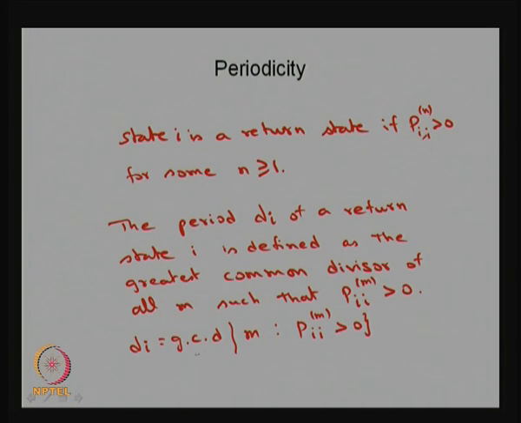If the greatest common divisor of the collection of m such that p_{i,i}(m) is greater than 0 is 1, then we say that state is an aperiodic state. Otherwise, if it is greater than 1, whatever integer you get is going to be the period of the state i. If the period is 1, then we call it an aperiodic state.